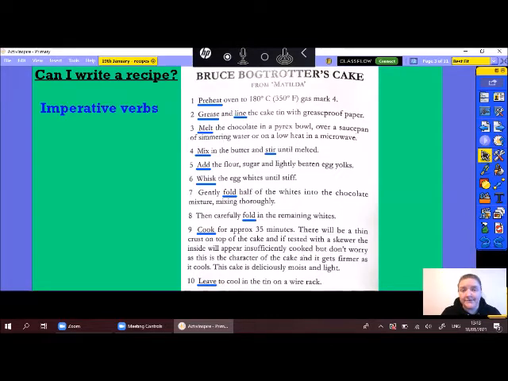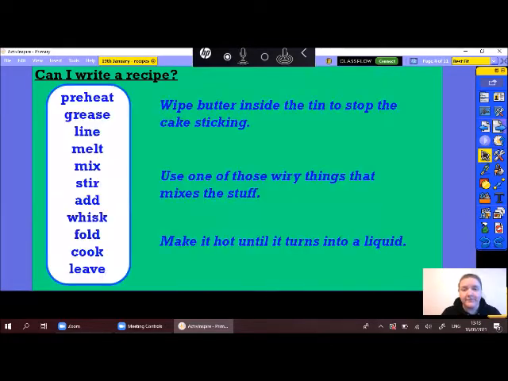What's important about these verbs though is that you're specific about them. If you look at my 3 instructions that I've got here, can you find a better imperative verb for each one? Pause the video, read them through and see what you think. The first one says wipe butter inside the tin to stop the cake sticking. Well, that has a proper name. For that one, we want the imperative verb grease. If you grease the tin, that's what you're doing, you're stopping it from sticking.